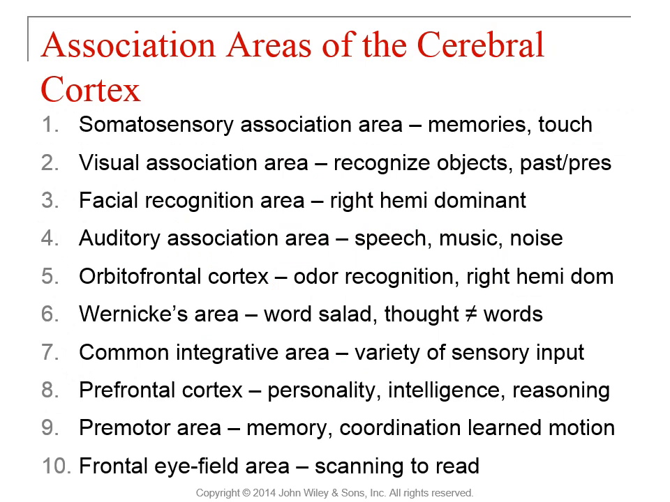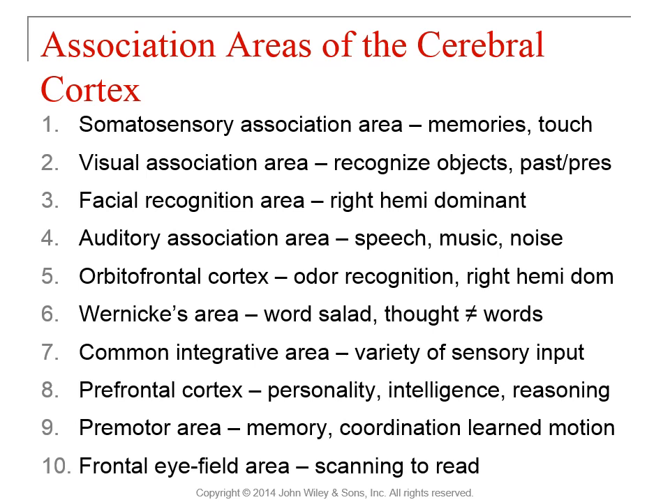So your association areas, you're going to find these pretty much interspersed all throughout the cerebral cortex. For the most part, I don't expect you to know exactly where you're going to find these, but I do want you to be able to identify what these areas will control. So somatosensory association is going to be memories and touch. Visual association is for recognizing objects, both in the past and also the present. The facial recognition area is usually right hemisphere dominant. It's very, very important for babies as they develop to be able to figure out who their parents or relatives are. Again, facial recognition is very important there.